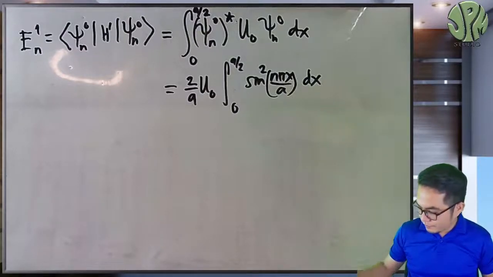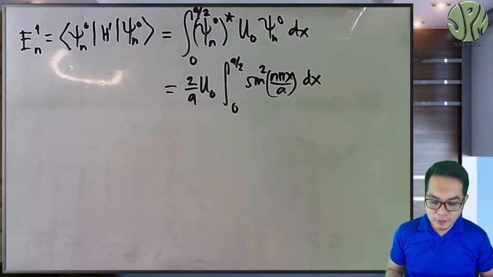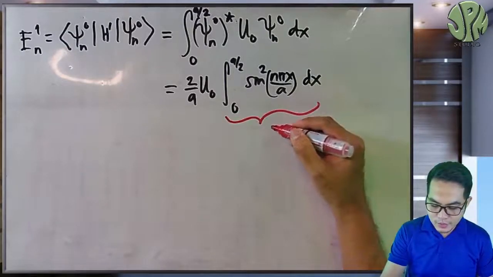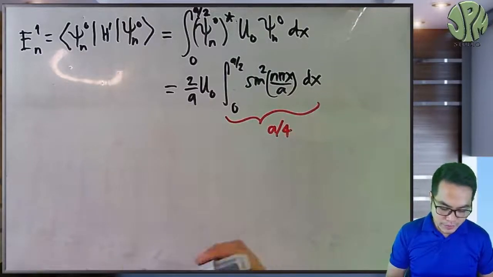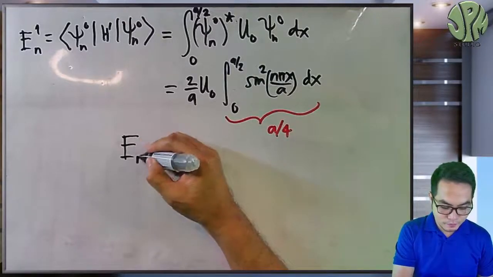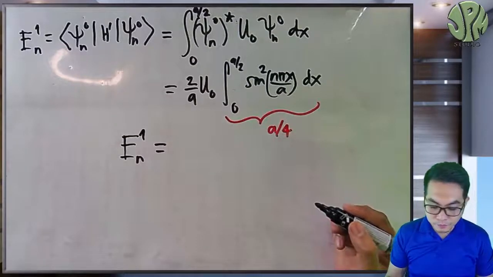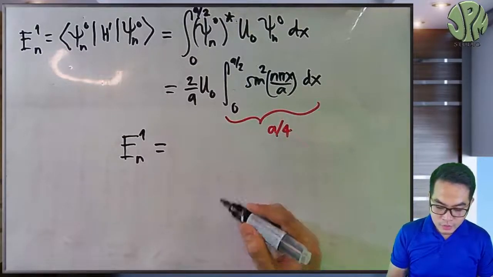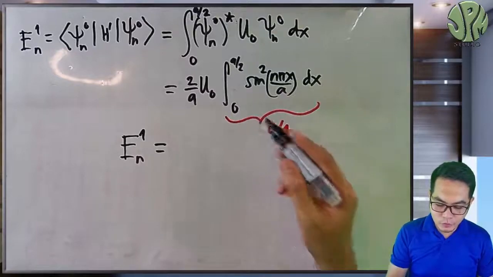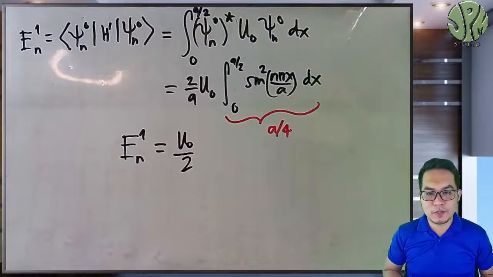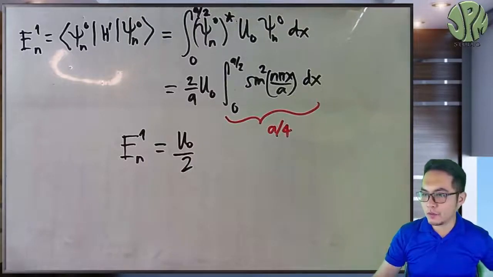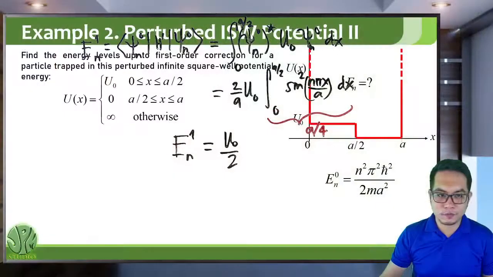I will give this integral to you. The answer of this is a over 4. And you will get the first order correction as, a is cancelled, you have 2 over 4 or 1/2. So u naught over 2. So this is now the first order correction. It's u naught over 2.